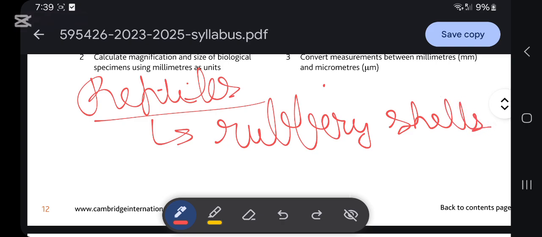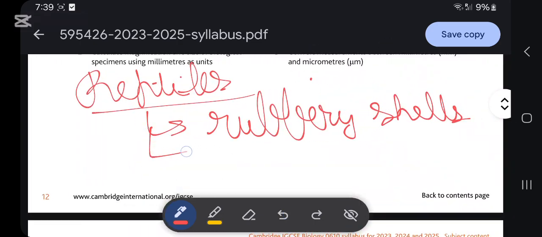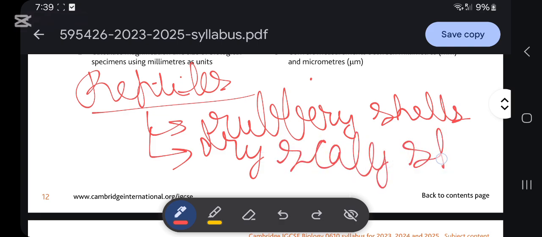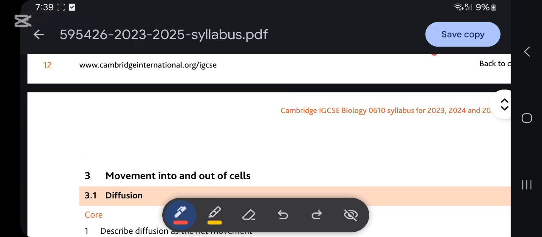Only reptiles and birds lay eggs with shells, whereas fish and amphibians have no shells for their eggs. Then what else? They have dry scaly skin. Amphibians do not have scales on their skin. That's all you need to know for reptiles. Examples, if important, can be lizard, crocodile, then snakes, which you're always surrounded by.